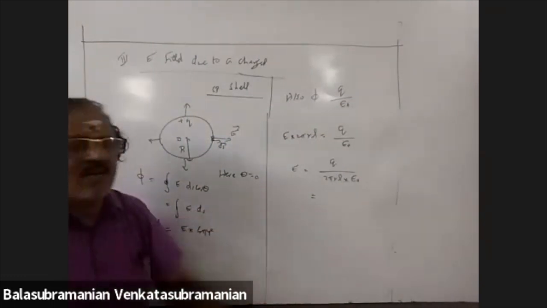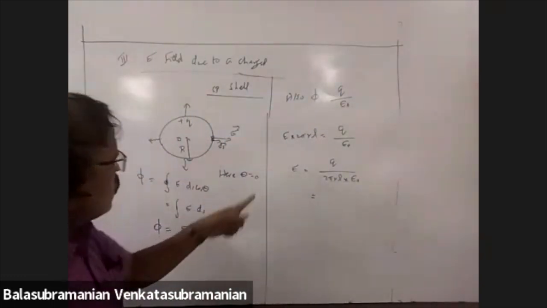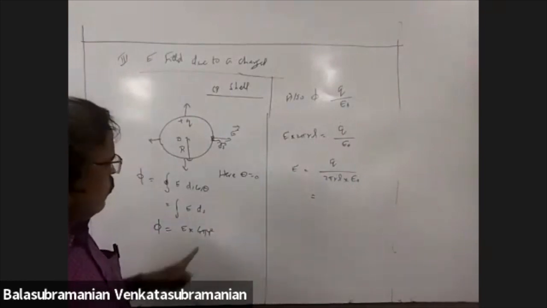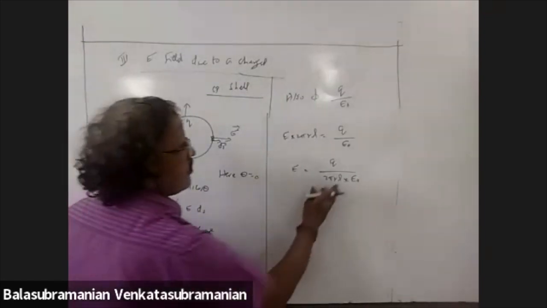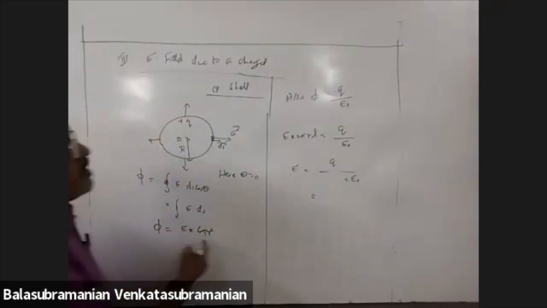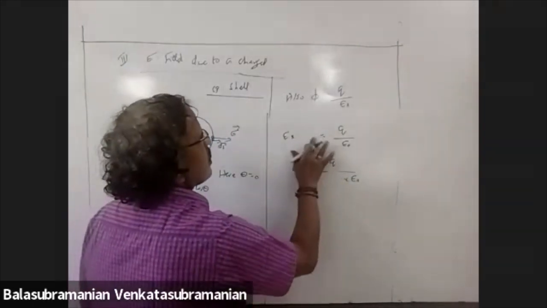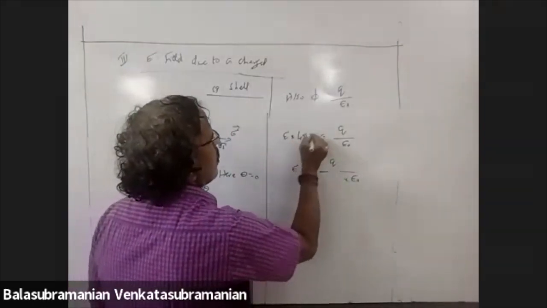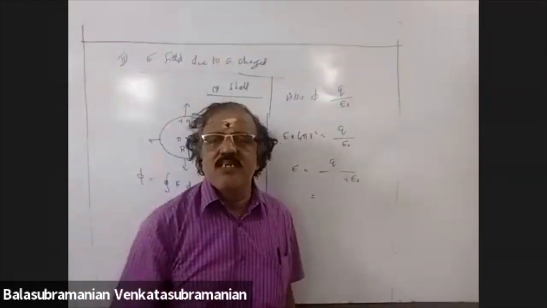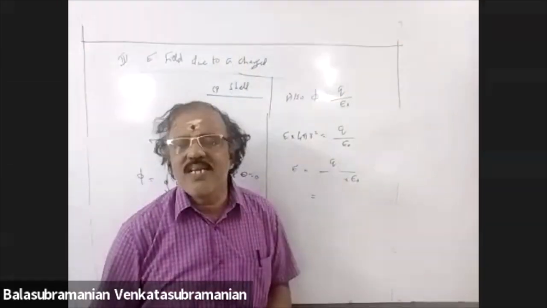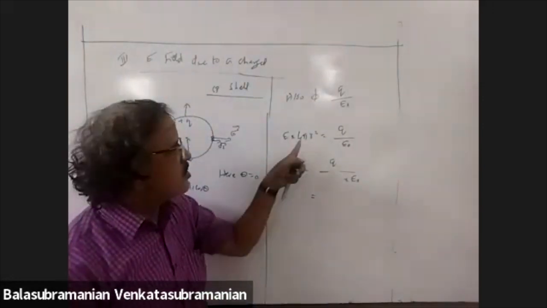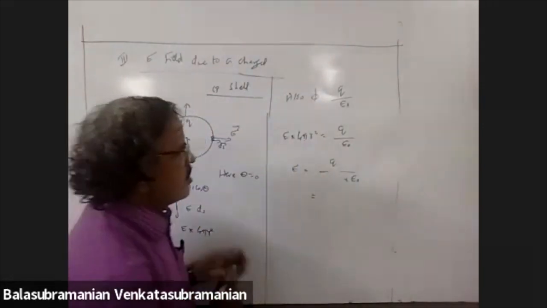We only have to calculate the electric field. E into 2 pi RL is for a cylinder, where the surface area of a cylinder is 2 pi RL. Here we have 4 pi r square only.